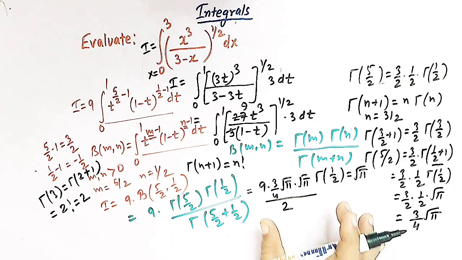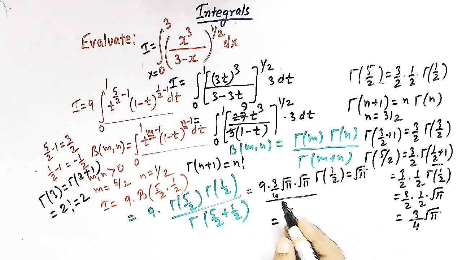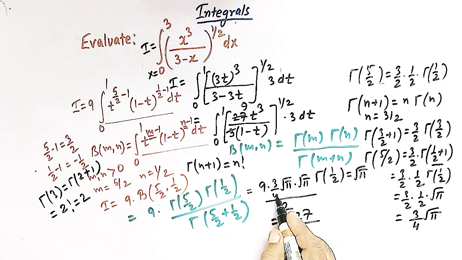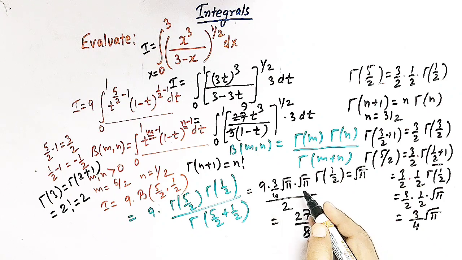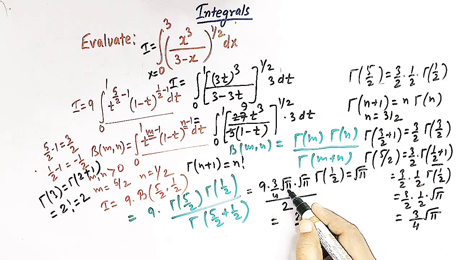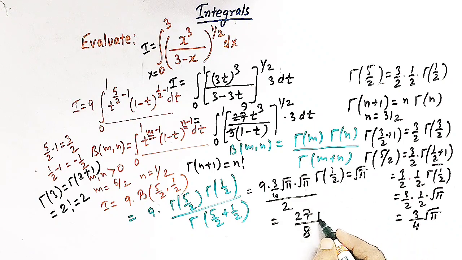So now we can simplify this expression. This is 9 times 3, that is 27. And here 4 times 2 is 8. And square root of pi times square root of pi is simply pi. So the value of this integral I is given by 27 pi divided by 8.